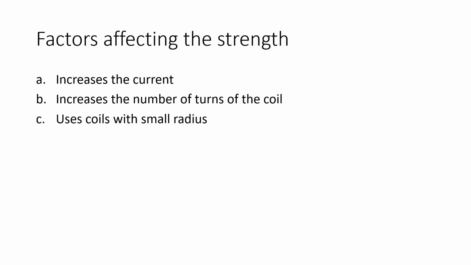The factors affecting the strength of the magnetic field. First one, increase the current. Let's see one with current 1 ampere, another one with 2. The higher the amount of current, the higher the strength of magnetic field. The second point is increase the number of turns of coil. Let's see one turn of coil, another one is 2. The higher the number of turns of coil, the higher the strength of magnetic field. The third point is the radius of the coil.